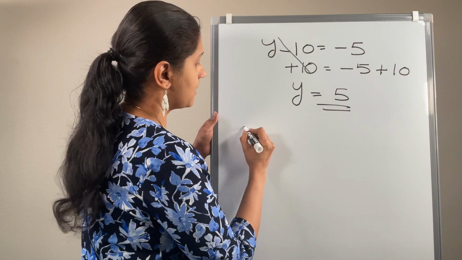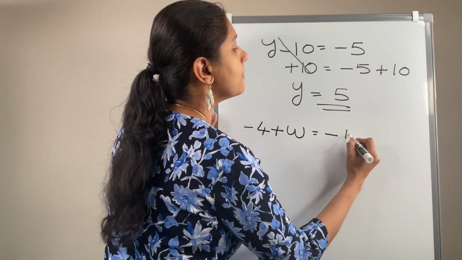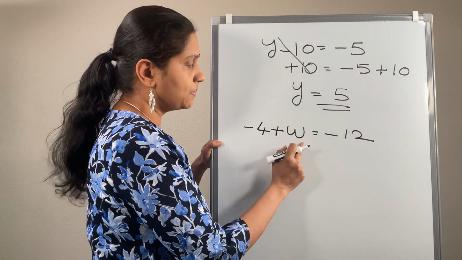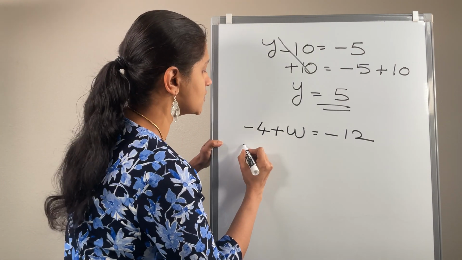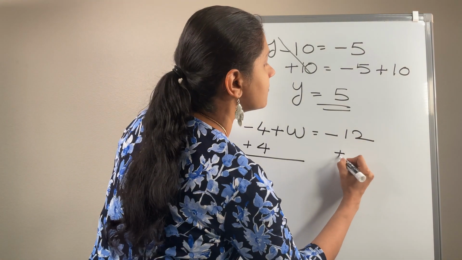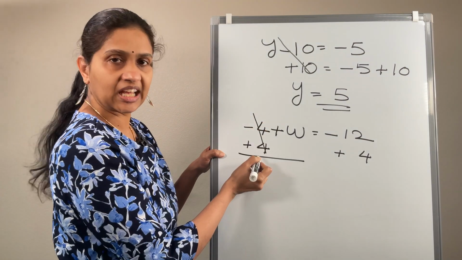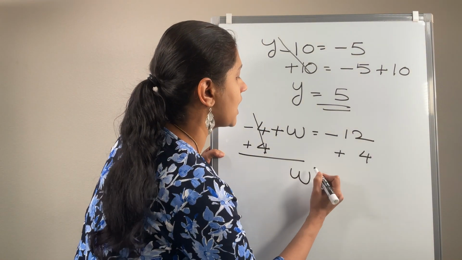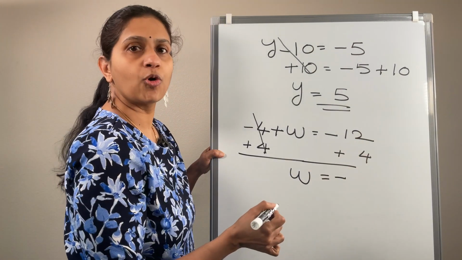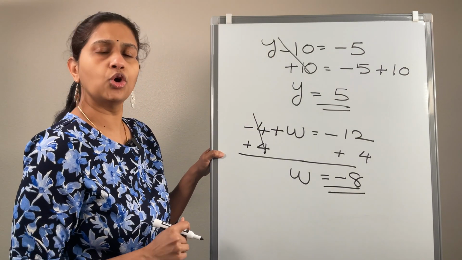Consider the next example, minus 4 plus w is equal to minus 12. Again, I am going to isolate the variable w. So, for minus 4, the inverse operation is going to be plus 4. So, I am adding plus 4 on both the sides. So, this number will get cancelled out, the variable will get isolated, that is going to be equal to minus 12 plus 4, which is equal to minus 8. So, w is equal to minus 8.